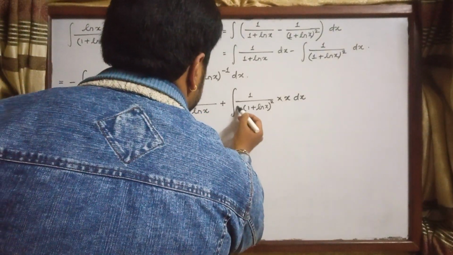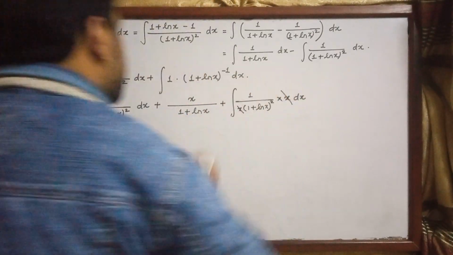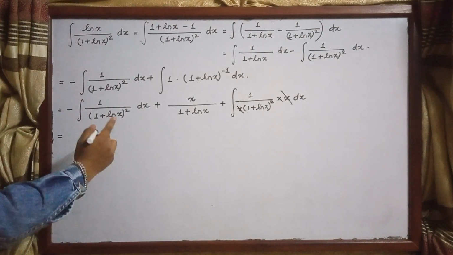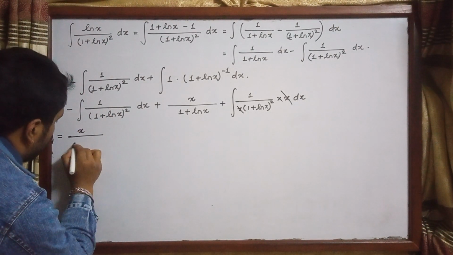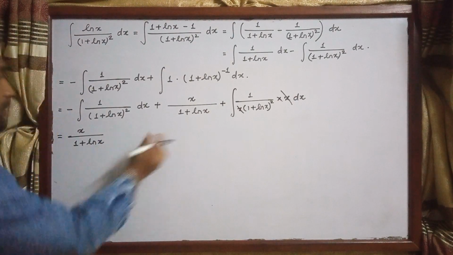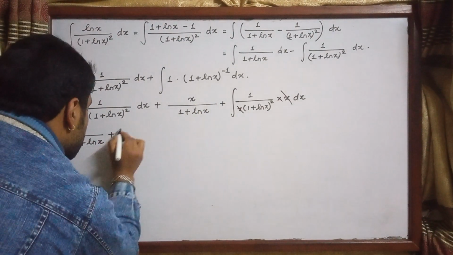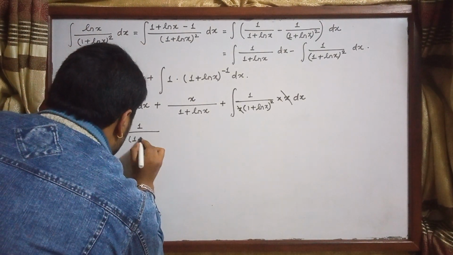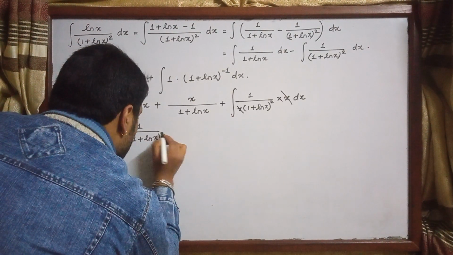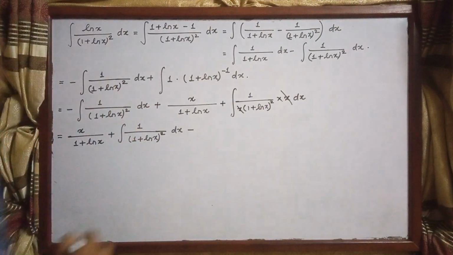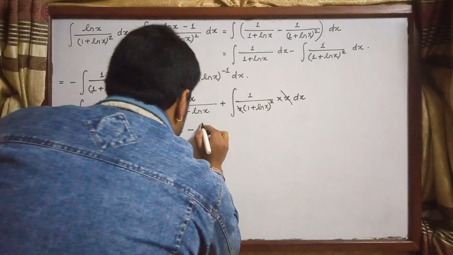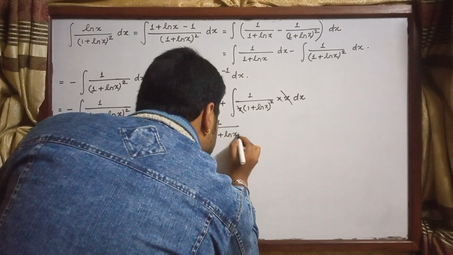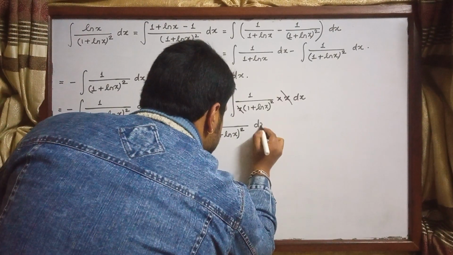Okay, let's cancel out this x with this x so that we have x over 1 plus log x plus whatever it is here, 1 over (1 plus log x) squared dx, minus whatever that is here, which is 1 by (1 plus log x) squared dx.